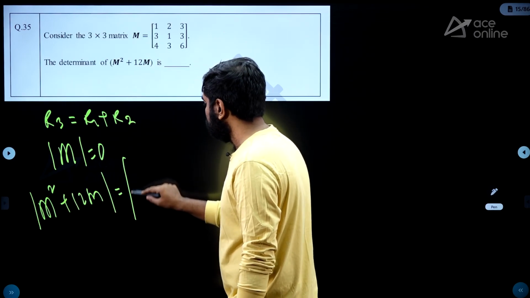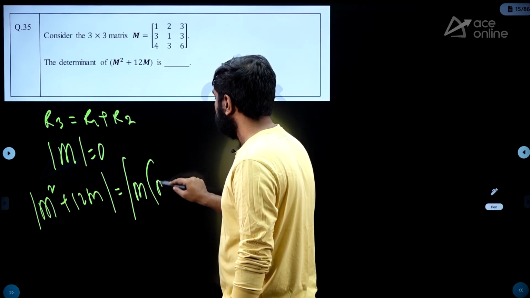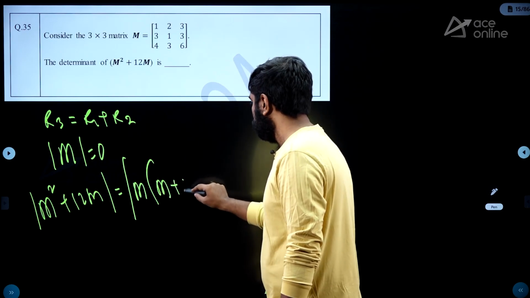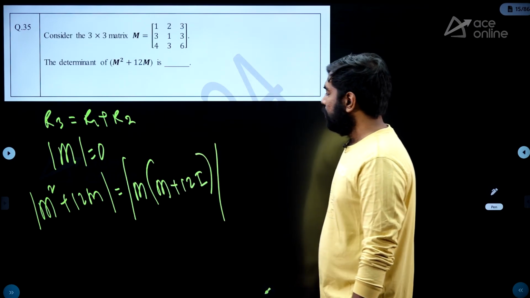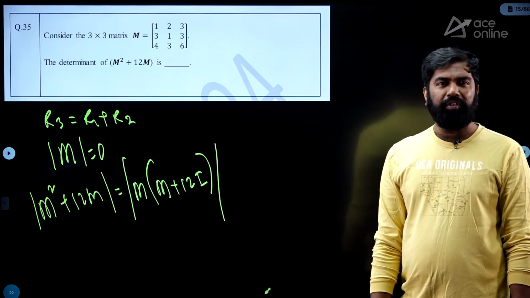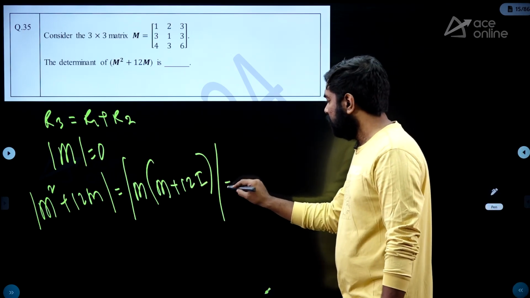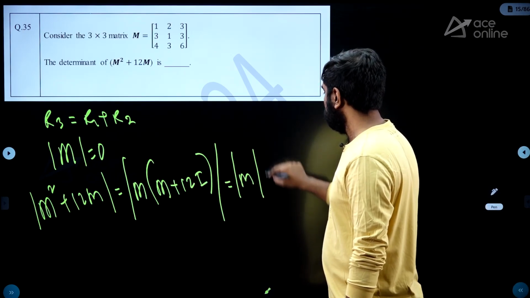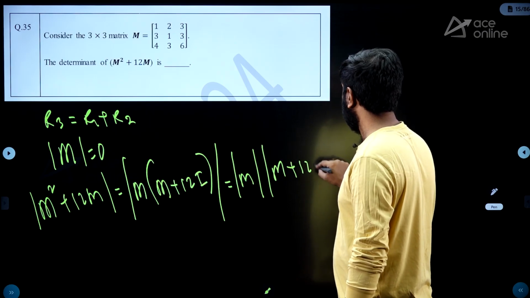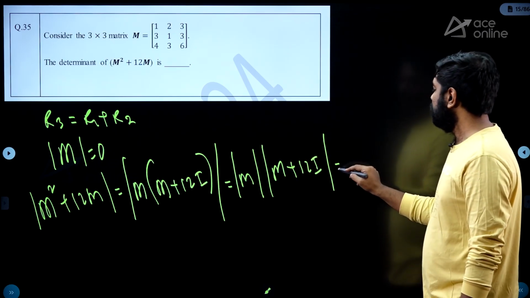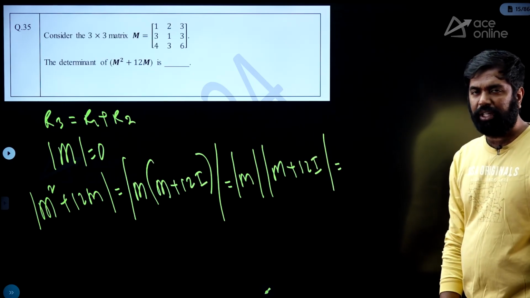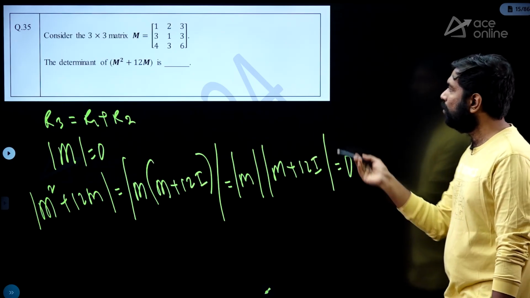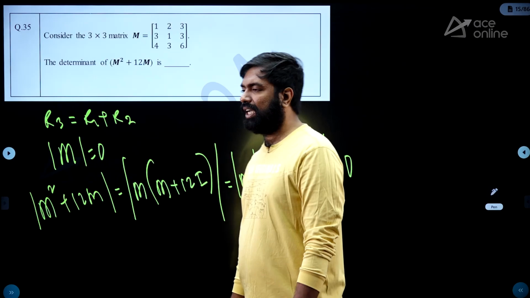M is common. When M is common and it is written, then this is M plus 12I, not 12, 12I. And now this resembles determinant of A into determinant of B, which can be written as determinant of M into determinant of M plus 12I. So obviously, this determinant of M is 0, 0 into this value will be anyway 0, the final answer is 0.